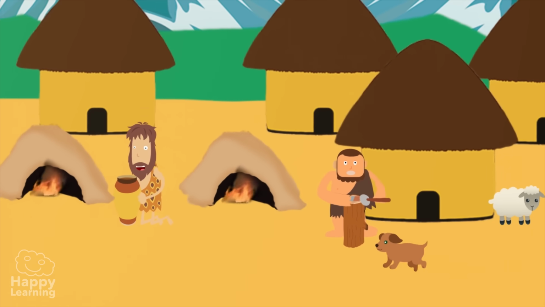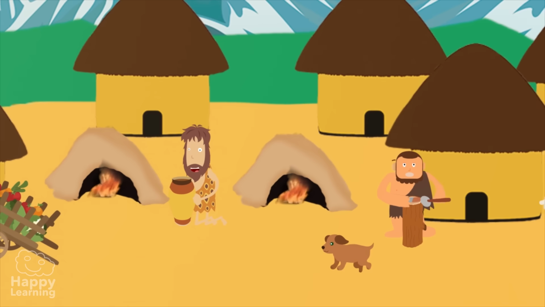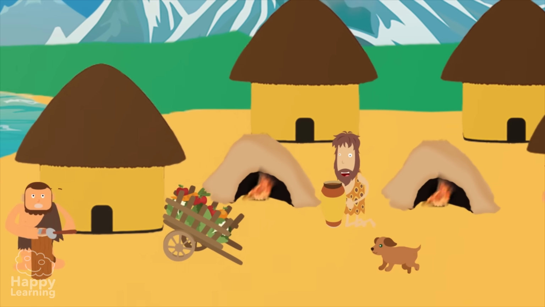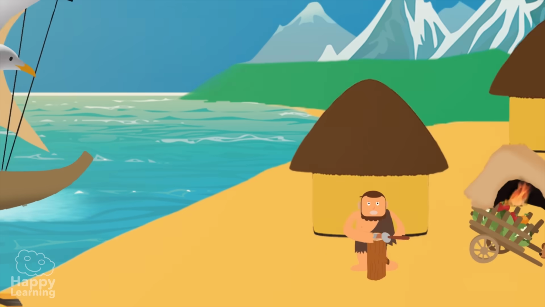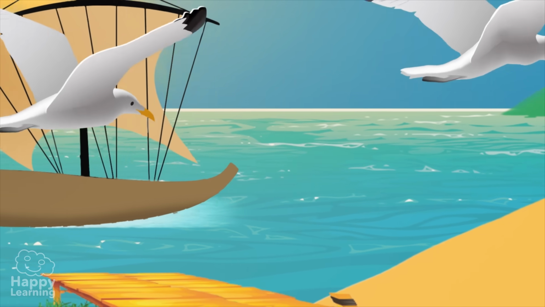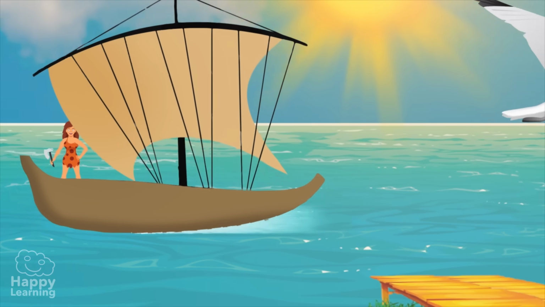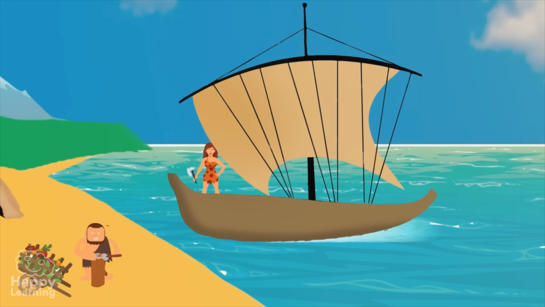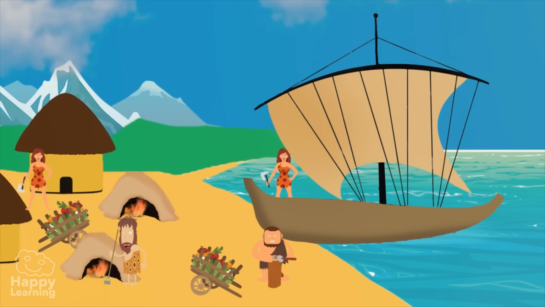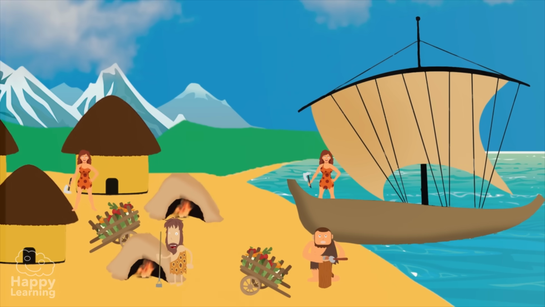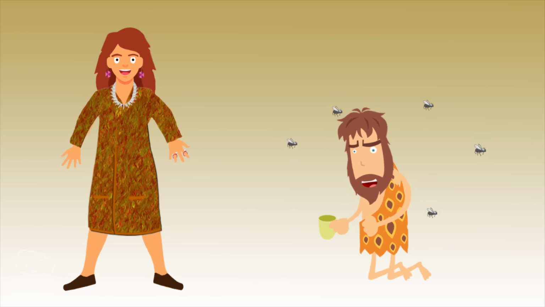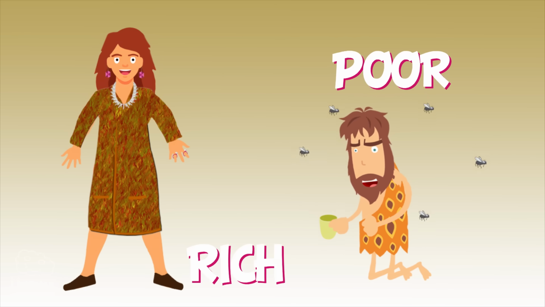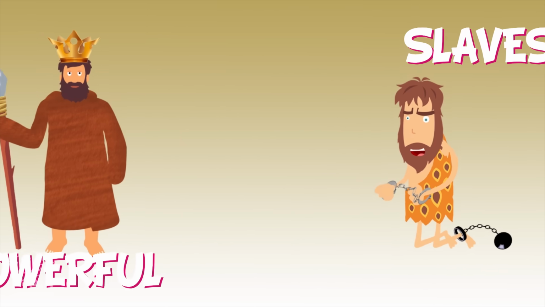Trade, over time, made some villages grow in size, turning into cities. This then created large commercial and cultural exchange between these new cities, and new inventions such as sailboats and wagons used to transport goods were made. Trade also changed society by creating social classes: the rich and the poor, the powerful and the slaves.